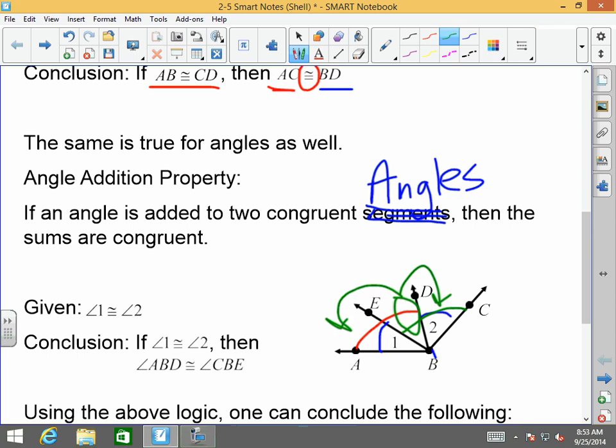Think of it in terms of numbers. Let's say that angle 1 is 40 degrees and angle 2 is 40 degrees. Let's say that DBE is 30 degrees. Then angle ABD is going to be 70, and EBC is going to be 70 as well.